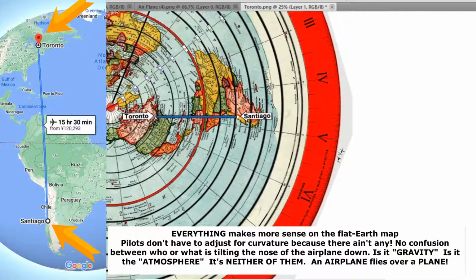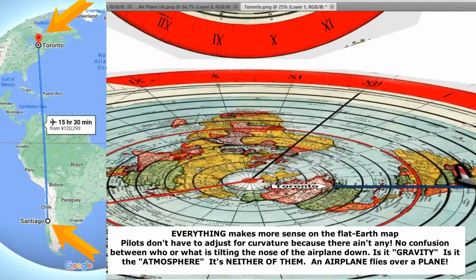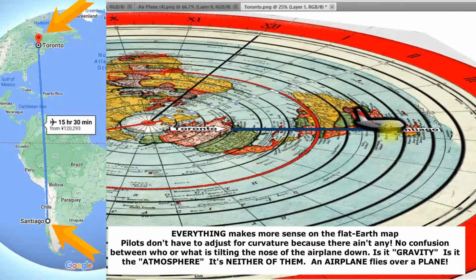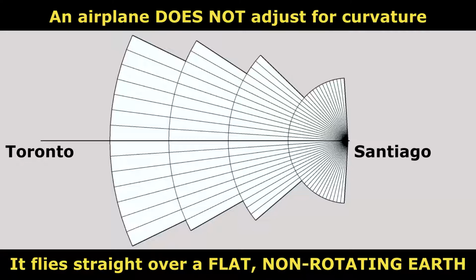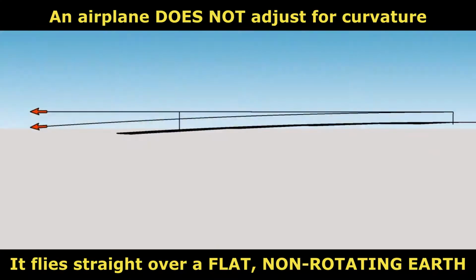Here's again a flat Earth map. This flight goes from South America to North America, crossing the equator, no problems at all. No magics of gravity, nothing. Just flying. This is how it looks like on the flat Earth map. This is what we observe. No confusion here. And here we have the same situation from Santiago to Toronto. This is a view from the top, of course. An airplane does not adjust for curvature because there is no curvature. It flies straight over a flat, non-rotating Earth.